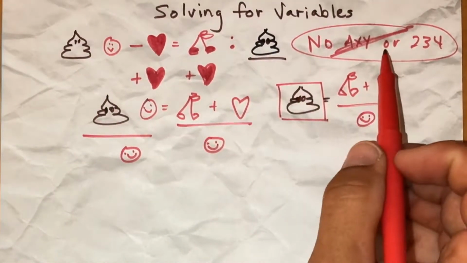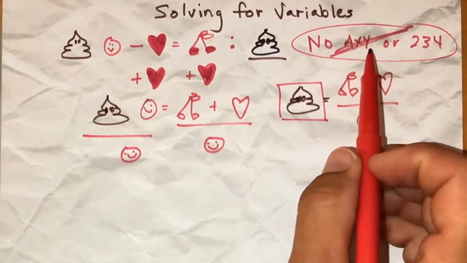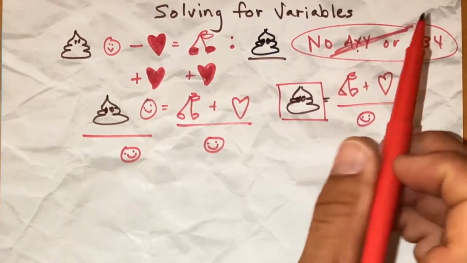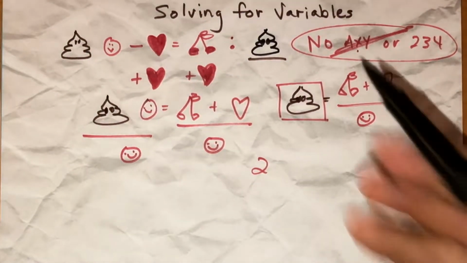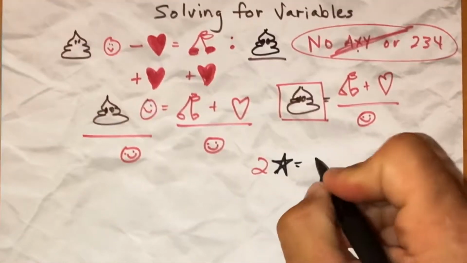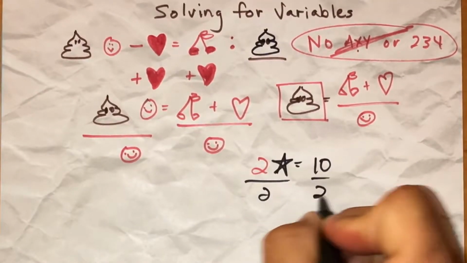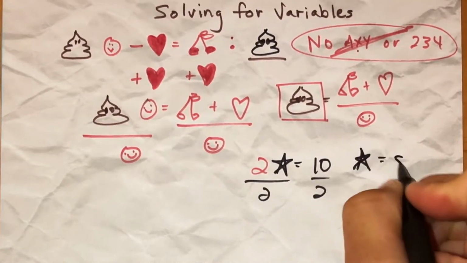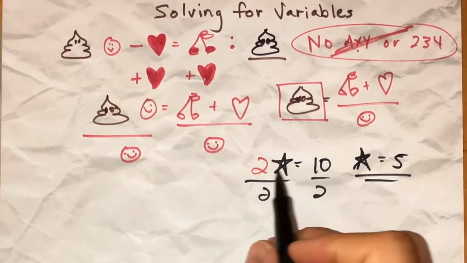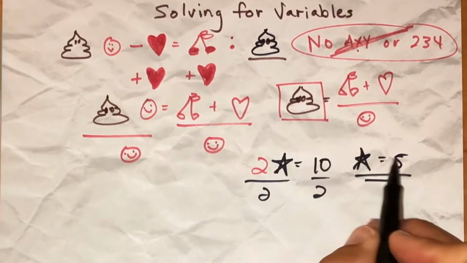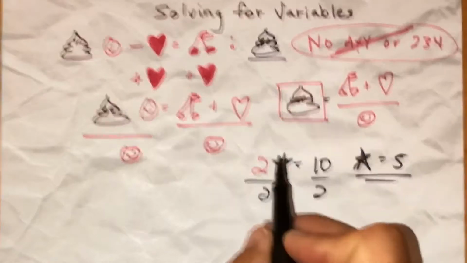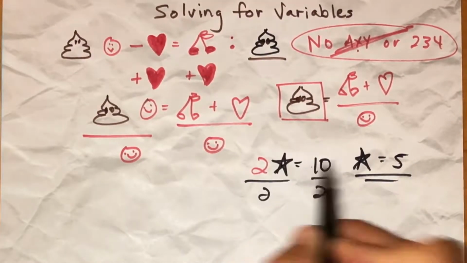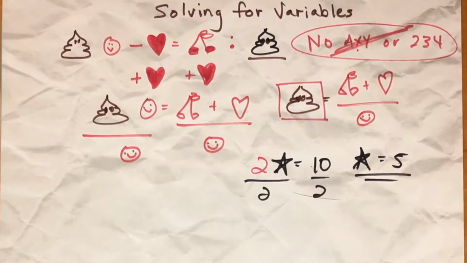Remember, we use letters for variables because it's very connected to numbers and it seems to make sense. But I can put any variable: 2 star is equal to 10, and solve for that variable and say star is equal to 5, right? If a star represents 5 units of something, then 2 times those stars will give me 10. And that's the idea here.